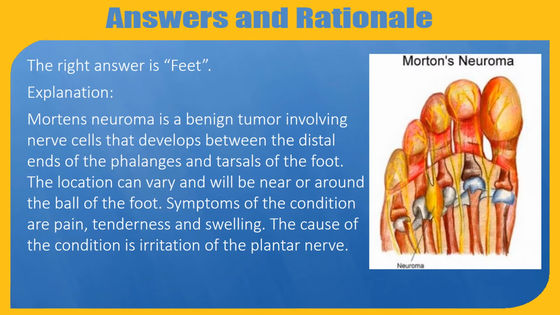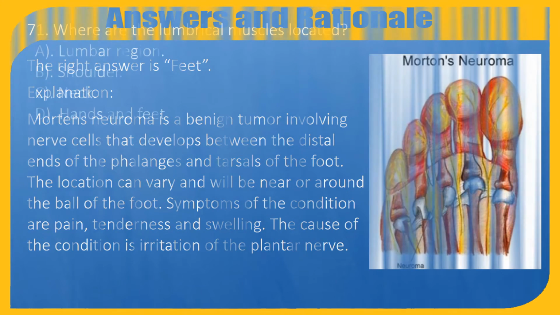Explanation: Morton's neuroma is a benign tumor involving nerve cells that develops between the distal ends of the phalanges and tarsals of the foot. The location can vary and will be near or around the ball of the foot. Symptoms of the condition are pain, tenderness and swelling. The cause of the condition is irritation of the plantar nerve.